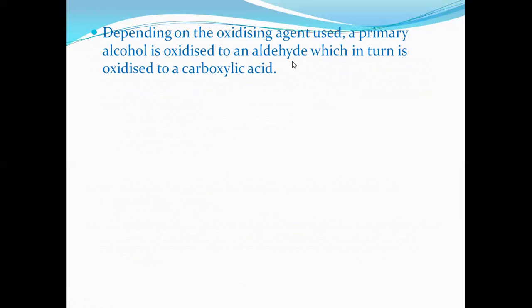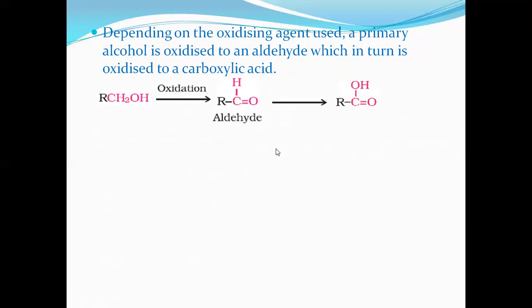oxidized to aldehyde, which in turn is oxidized to carboxylic acid. In the primary alcohol, in the first step, the OH bond breaks and the CH bond breaks, which converts it into aldehyde. That's what I said. OH bond breaks, CH bond breaks, CO bond becomes a double bond. Therefore, this becomes what? Aldehyde. If it undergoes further oxidation, then it converts into what? Acids. Further addition of oxygen takes place to give acid. Carboxylic acid is formed. That depends on the reagent used.